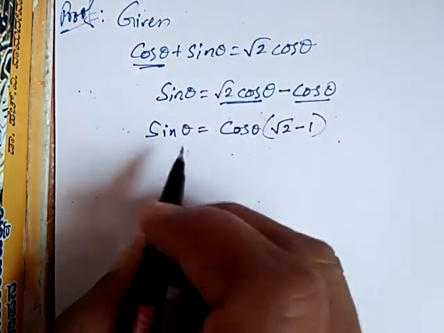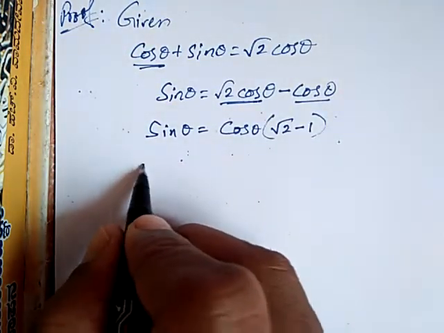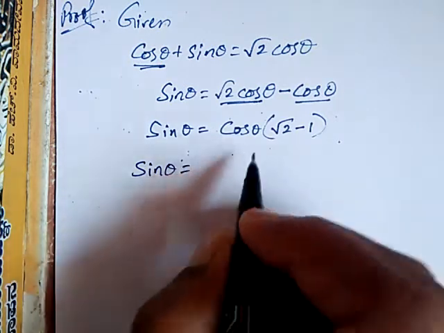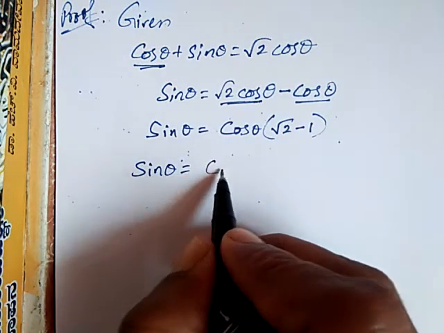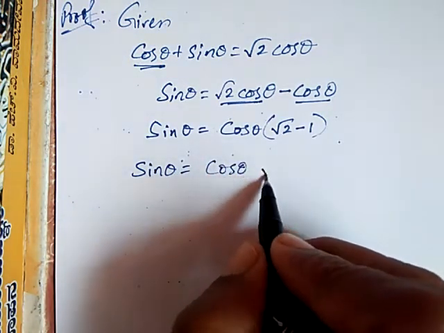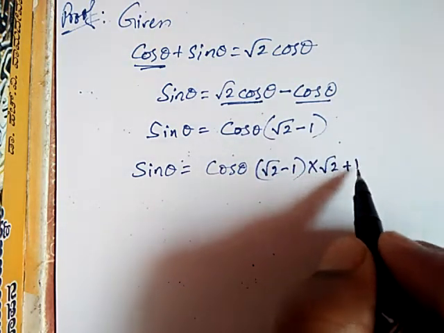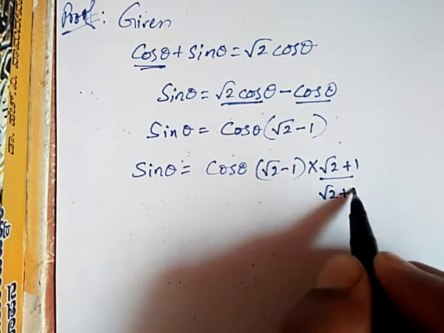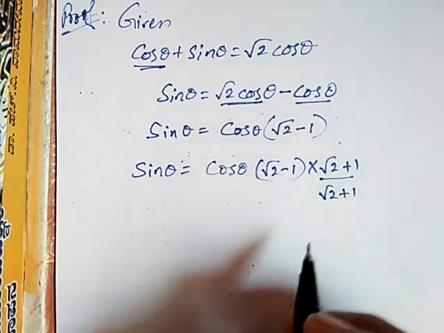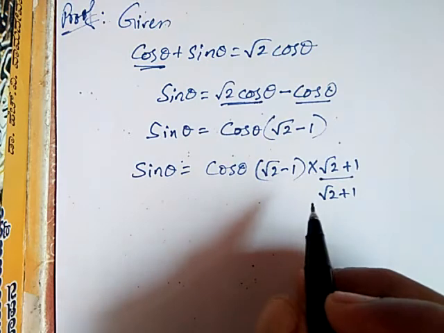So what will this be now? You can write sin theta is equal to cos theta into root 2 minus 1. So you can make it root 2 plus 1 divided by root 2 plus 1. You can divide and multiply like this.